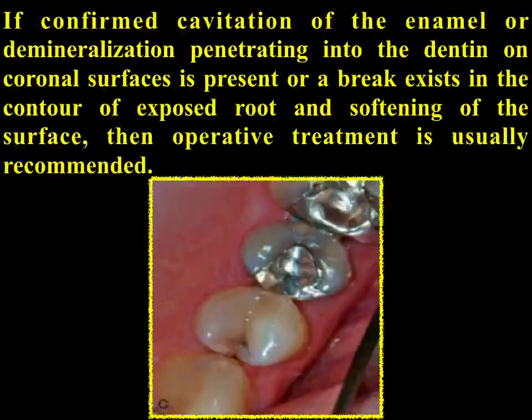If cavitation of the enamel is confirmed, or demineralization penetration into the dentine on a coronal surface is present, or a break exists in the contour of the exposed root and softening of the surface, then operative treatment is usually recommended. When the caries reaches cavitation, the treatment is usually operative, by cavity preparation and restoration.